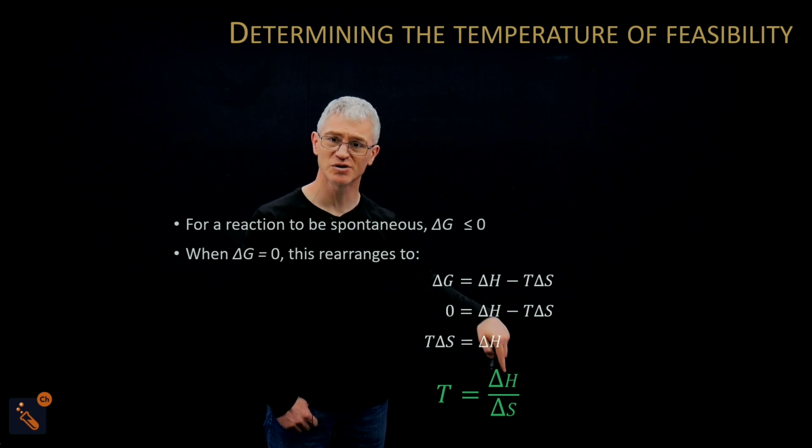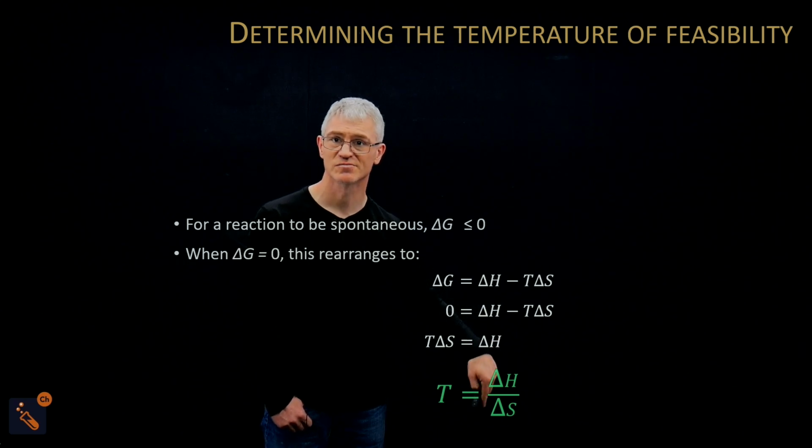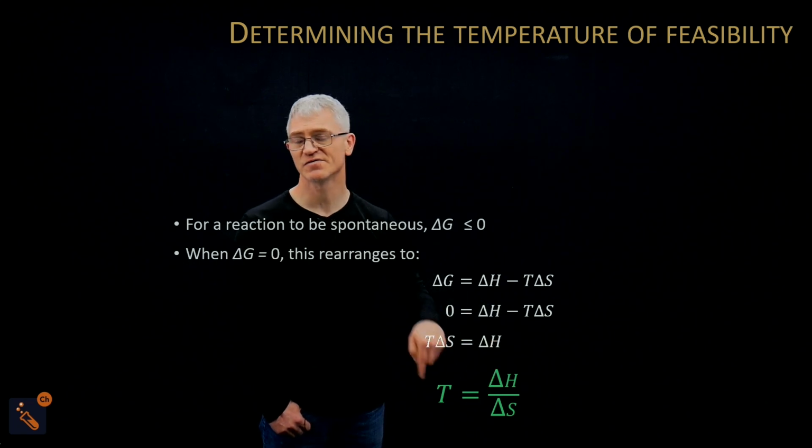But basically all you do is you put in the number for delta H, you put in the number for delta S, and they have to be the same unit again. So they have to be in kilojoules, each of them. And then you'll find out your temperature.